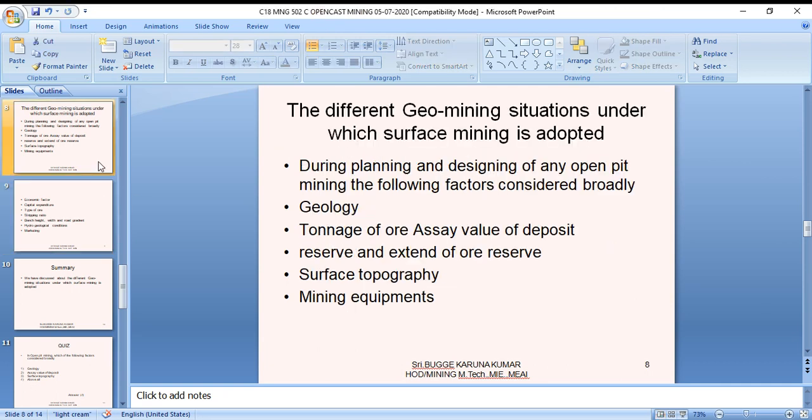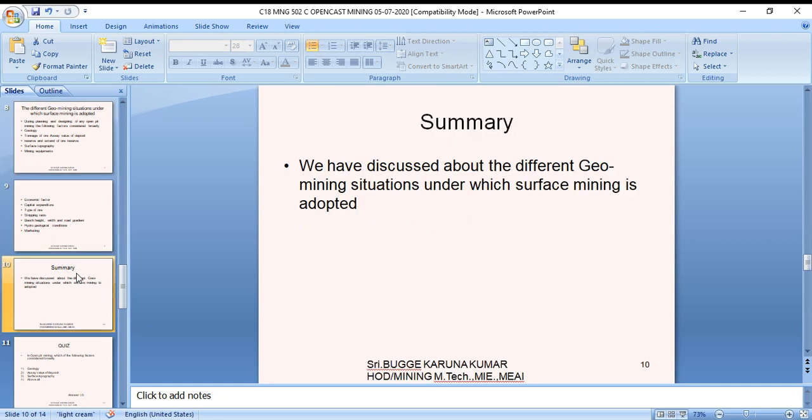These are the factors for any open cast mine. When you are going to start establishing one, you have to bring these factors to mind when adopting these things. Now I am going to conclude these decisions. We discussed the different geo-mining situations under which surface mining is adopted. Today we are complete. I hope you all understand the major factors influencing the adoption of this type of mining.